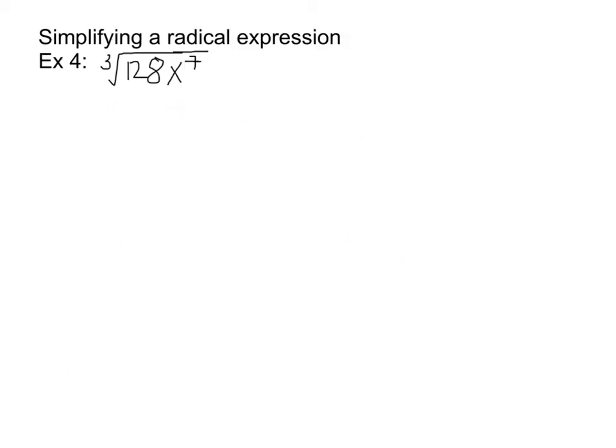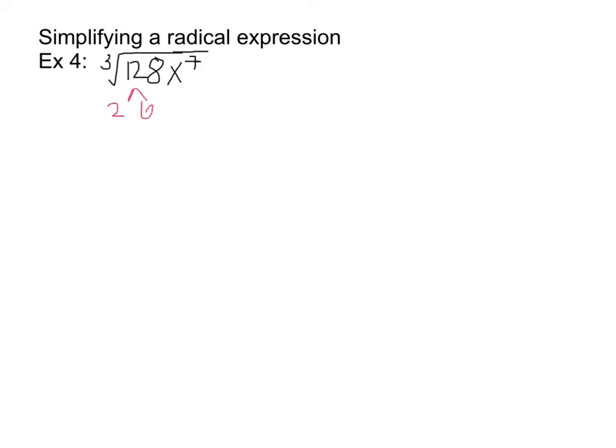All right, let's look at simplifying a radical expression. We have the cube root of 128, x to the 7th. I would try to pick up my calculator and see if the cube root of 128 was a nice number. Unfortunately, it's not. So we need to break down the 128. I know that 2 goes into it because it's an even number.